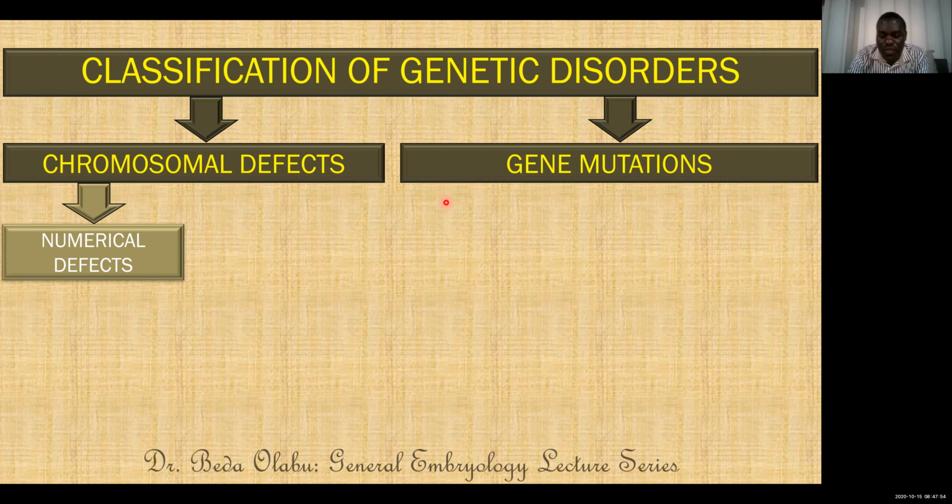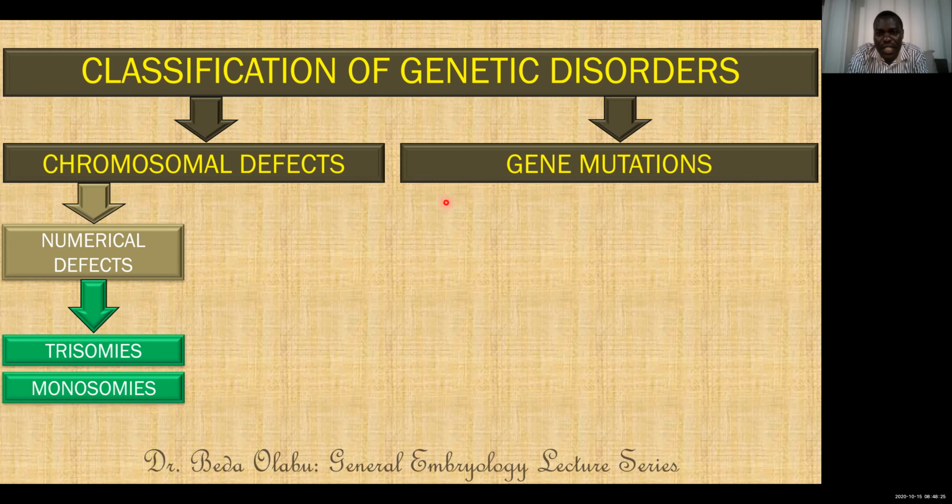And the term we gave for that is aneuploidy. You can have trisomies like trisomy 21, Down syndrome, trisomy 18, Edward, trisomy 13, Patau. You can have 47XXY, Klinefelter's. Or you can have monosomies like 45X0 for Turner syndrome.